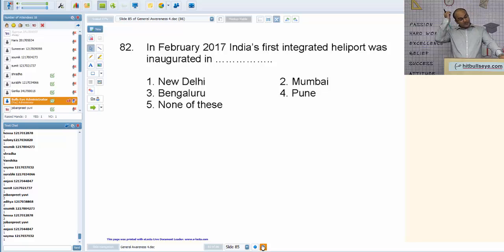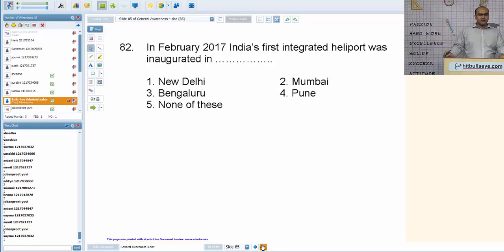Next, in February 2017, India's first integrated heliport was inaugurated in which city? Right, so till now, we've had commercial airports which also cater to helicopters as well, right? But this particular heliport is exclusively to be used for helicopters, and this will be in the city of New Delhi.